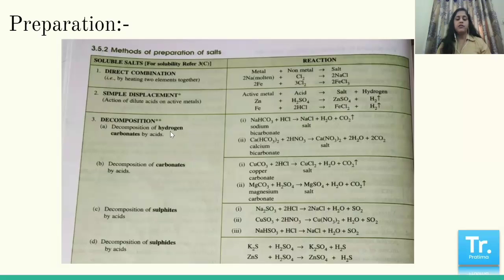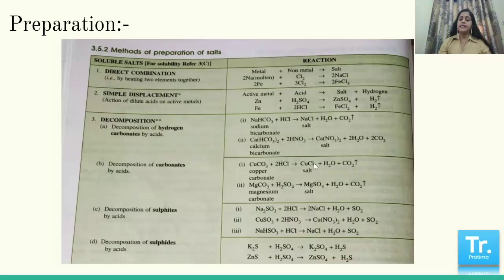Now decomposition. Now decomposition of a salt, a carbonate salt, a sulfite salt, or a bicarbonate salt, with an acid, which we know with a carbonate or a bicarbonate gives you salt, water and carbon dioxide. With a sulfite, it gives you salt, water and sulfur dioxide. With a sulfide, it will give you a salt and H2S gas, which we have done so many times when we were doing the HCl chapter, when we were doing the sulfuric acid chapter, when we were doing the practical chemistry as well. So it's a repetition, and the examples are also known to you.